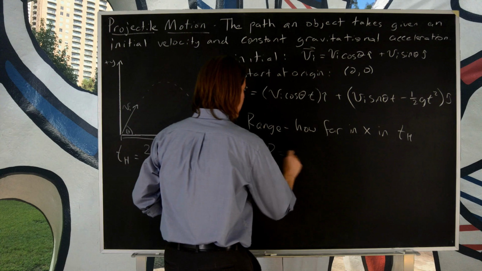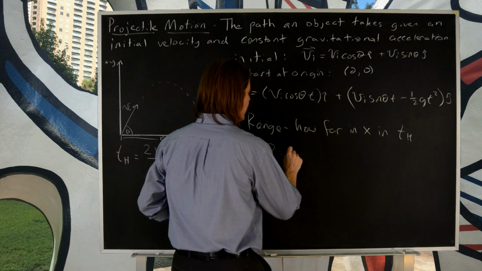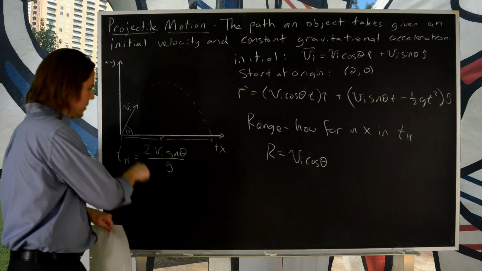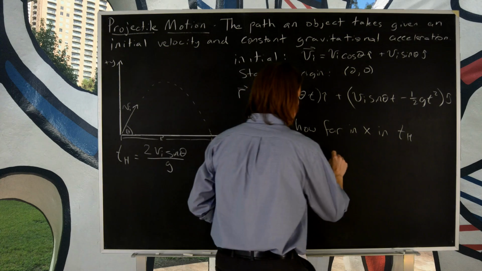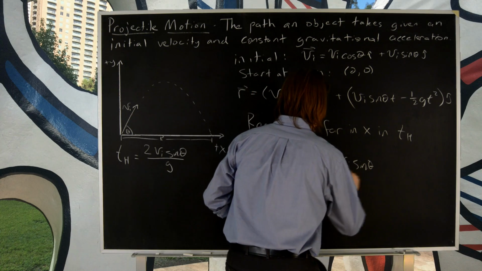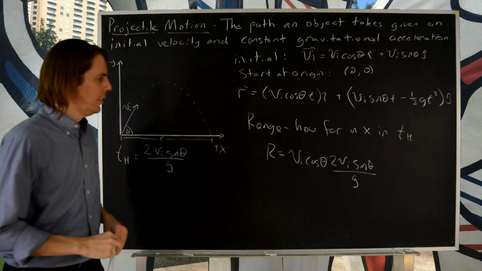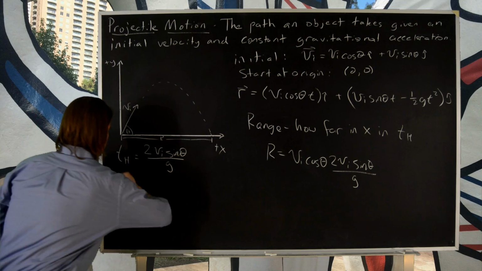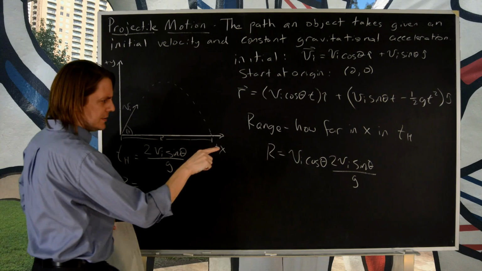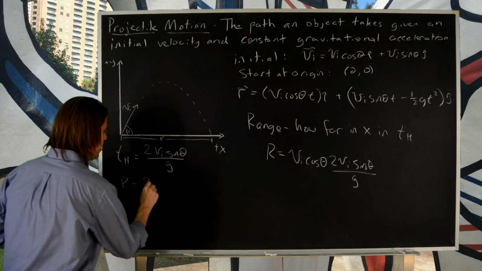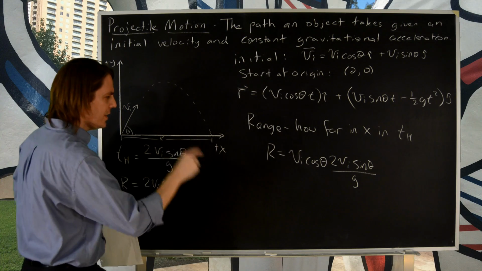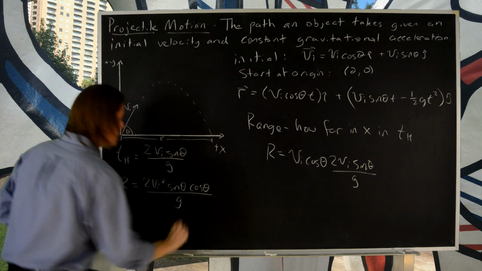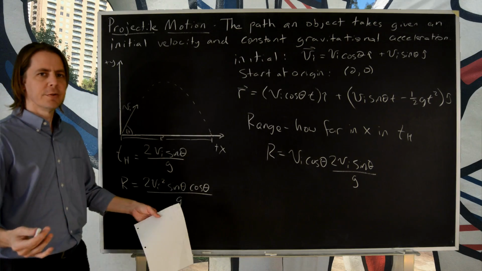So we say the range, if we plug in t_h for the t in x, that's going to be v_i cosine theta, and we plug in t_h, 2 v_i sine theta over g. And we just have to put all that together, and we'll have the range. R is 2 v_i squared sine theta cosine theta over g. Done with range.